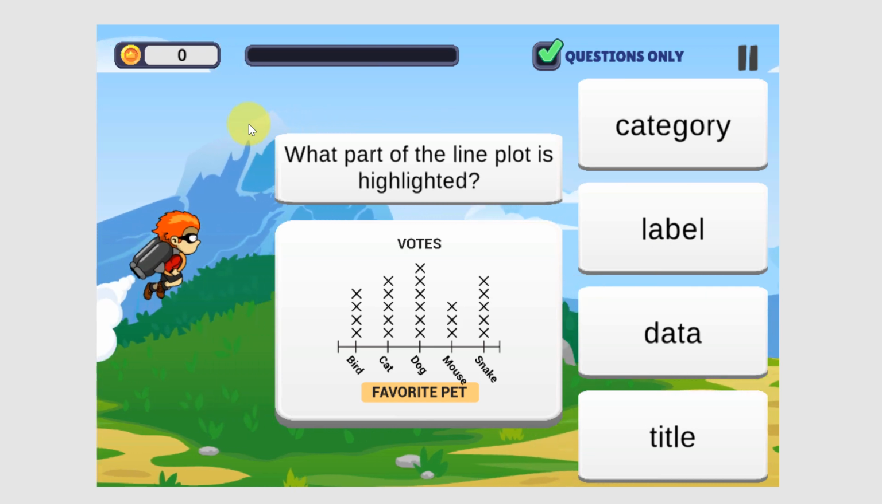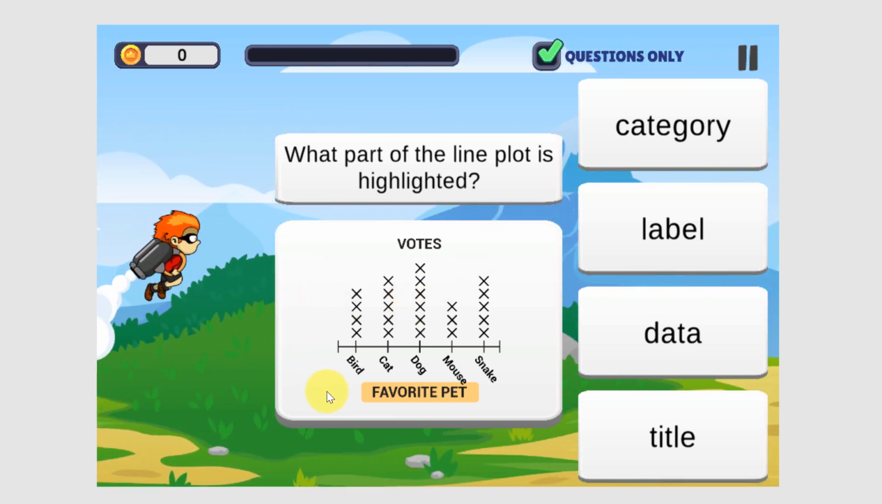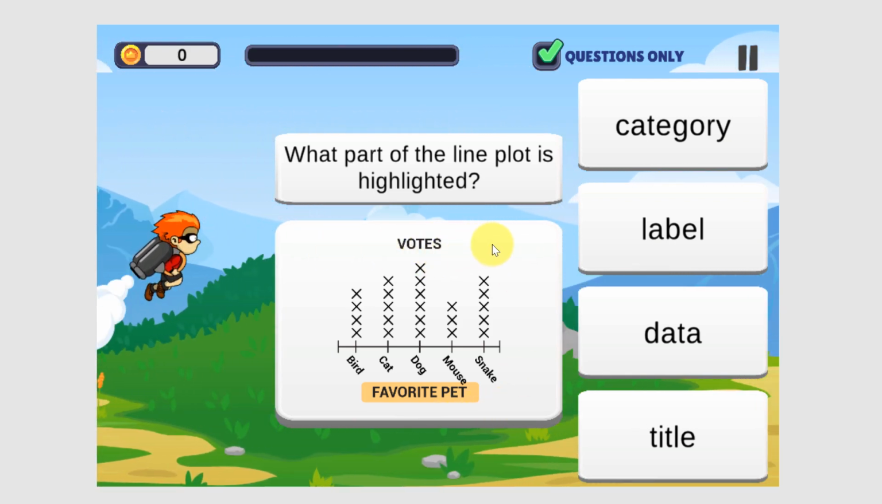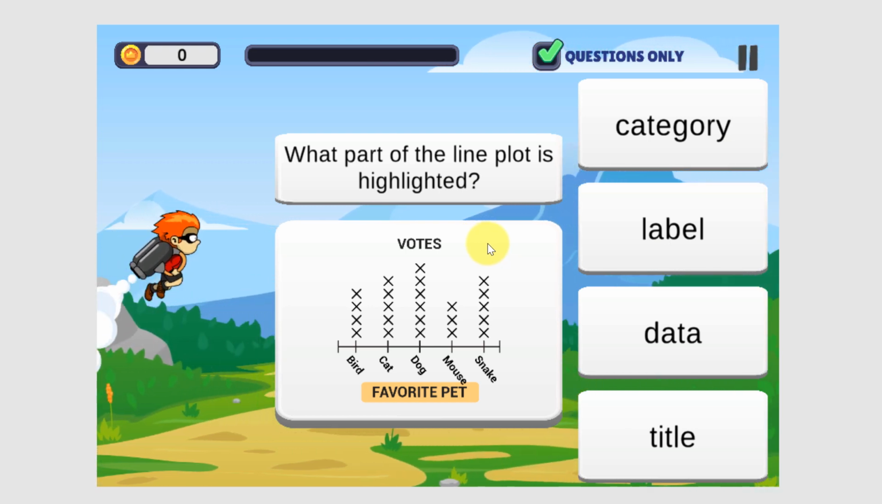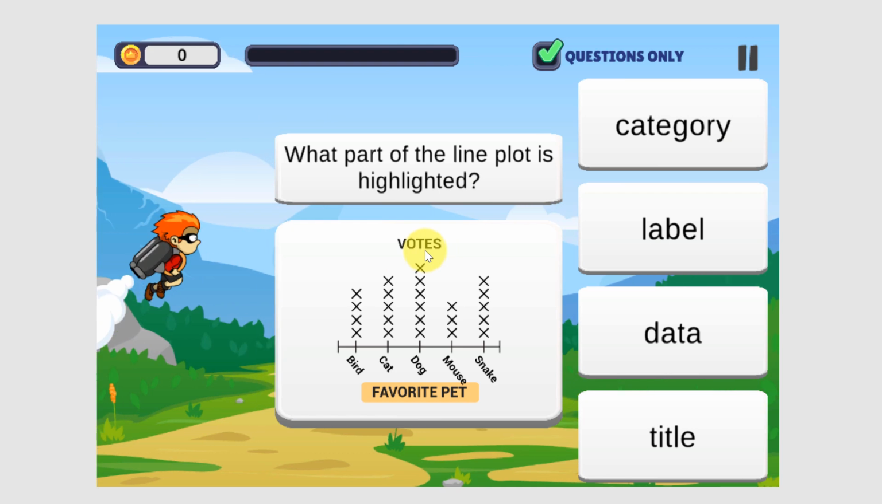What part of the line plot is highlighted? So let's take a look at what a line plot is. Basically, a line plot is a way of showing information. And here we can see the title of the line plot is votes.